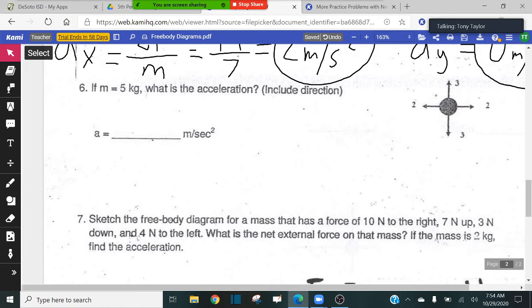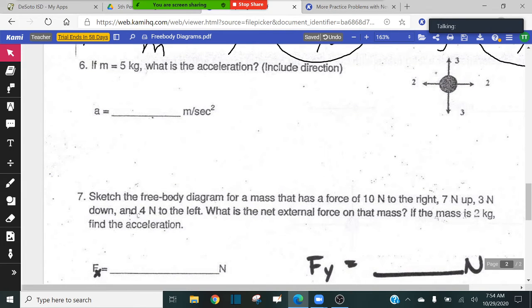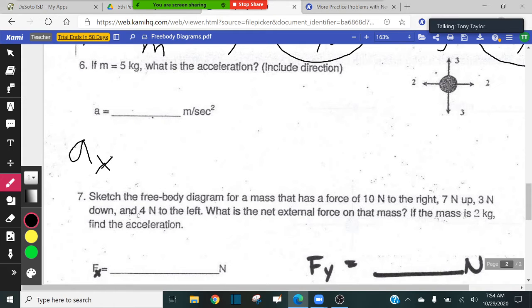Okay, let us move on to number 6. So we have a mass here that's 5 kilograms, and we want to know what is the acceleration of this object here, and we see these various forces acting on it. So let's look at the acceleration in the horizontal direction first, the acceleration in the x direction. Notice I have a positive 2 and a negative 2. When I combine that, what is the sum of my forces? 0. So that means my acceleration is just going to be 0.